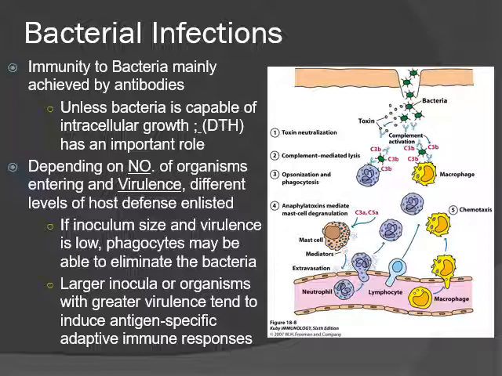Different levels of host defense are listed. فإذا كان ال inoculum size وال virulence are both low، أكيد ال localized tissue phagocytes will be able to eliminate these bacteria via non-specific innate defense, while larger number of bacteria with greater virulence factor and intracellular bacteria typically require شنو antigen specific adaptive immune response، وما راح يفيدنا ال innate immune defense بهذه الحالة.